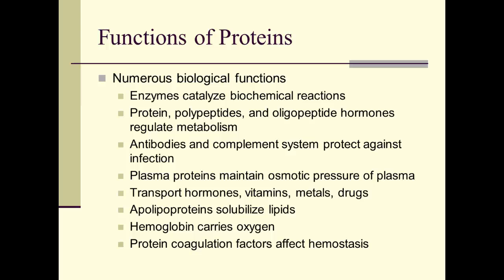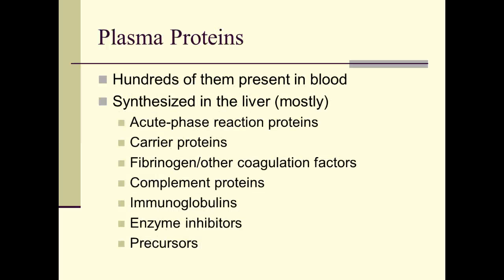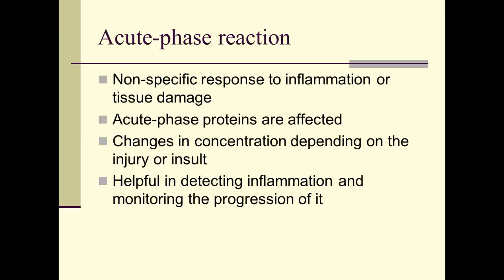So as you can see from this long list, and I don't need you to memorize this whole list right here, but everything is made out of protein, it seems. As you saw, there's hundreds of them present in the blood. They're made by the liver. They include things like acute-phase proteins, carrier proteins, fibrinogen, other factors, complement, immunoglobulins, enzyme inhibitors, precursors. Don't have to memorize that list, but it's pretty much the same list that we just had on the last slide. In a sense, most things are made out of protein.